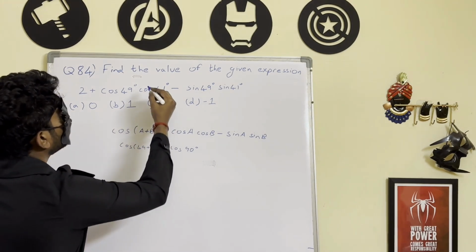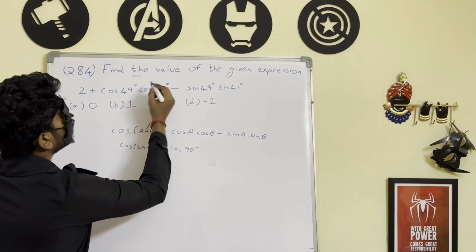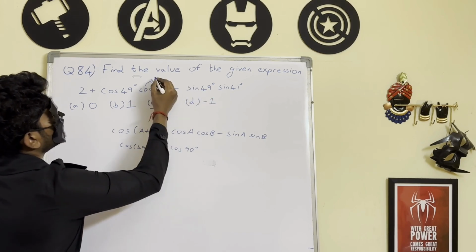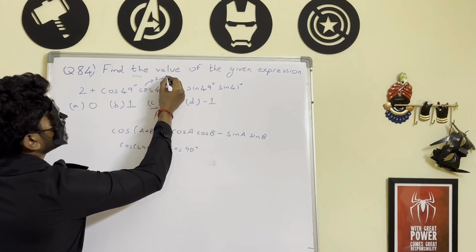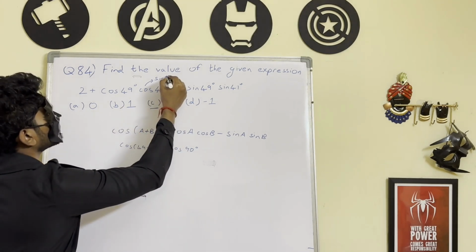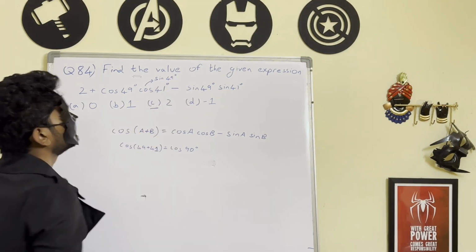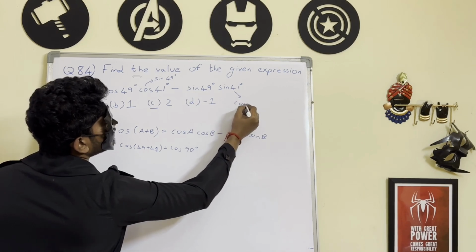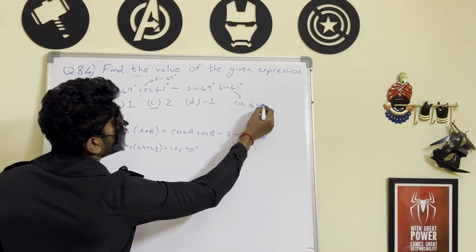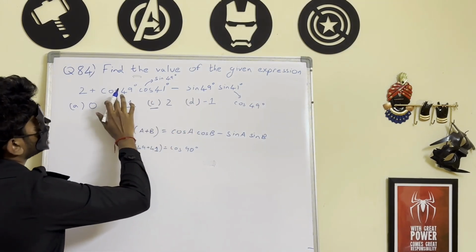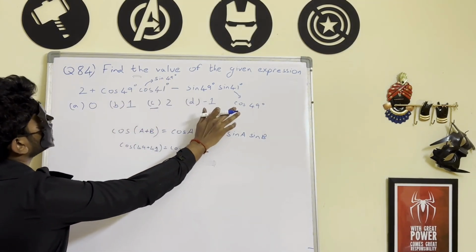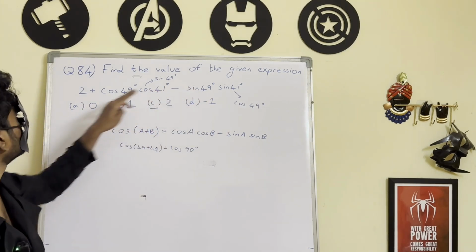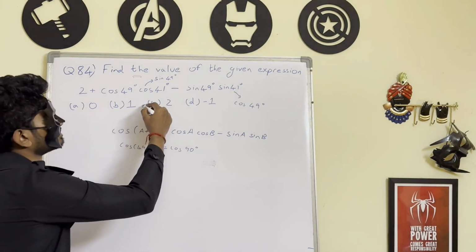cos 41 I can write it as sin 90 minus 41. Sin 90 minus 41 is nothing but sin 49 degrees. And sin 41 I can write it as cos 90 minus 41, which is nothing but cos 49 degrees. So cos 49 into sin 49 minus sin 49 into cos 49, these two will cancel out each other, so they will be equal to 0. This expression will be equal to 0, so only 2 will be remaining. So the answer to this question will be C, 2.